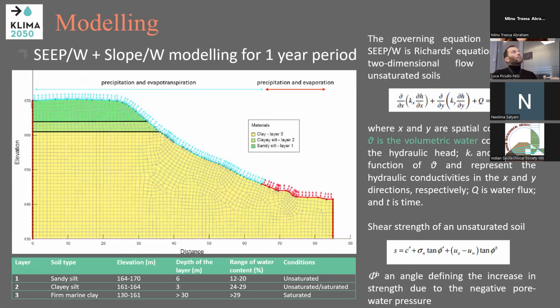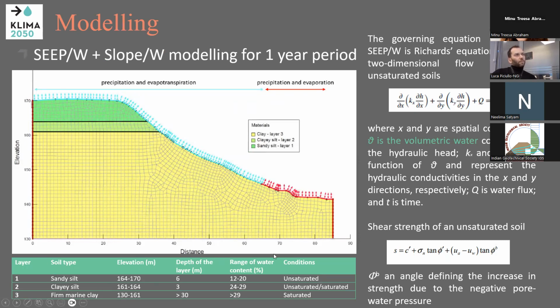Then how we have done the modeling. So we have seen the monitoring. Let's move to the modeling. How we have built our reliable model. We have used a commercial software, GeoStudio, very well known. We have coupled analysis with CIP-W and SLOPE/W, and we started back calculating a 1 year period. And we are considering precipitation and evapotranspiration up here, and then here just precipitation and evaporation.